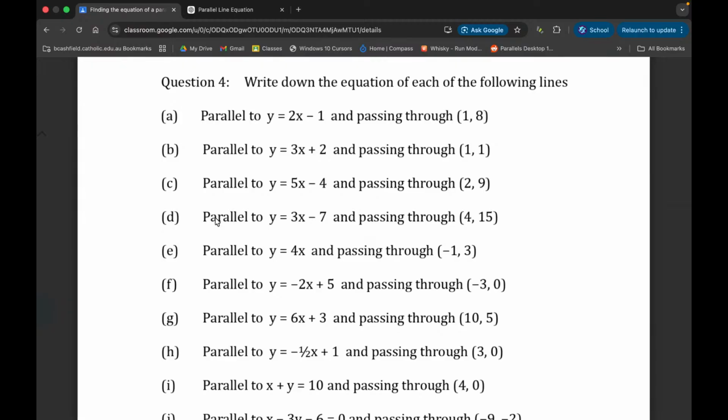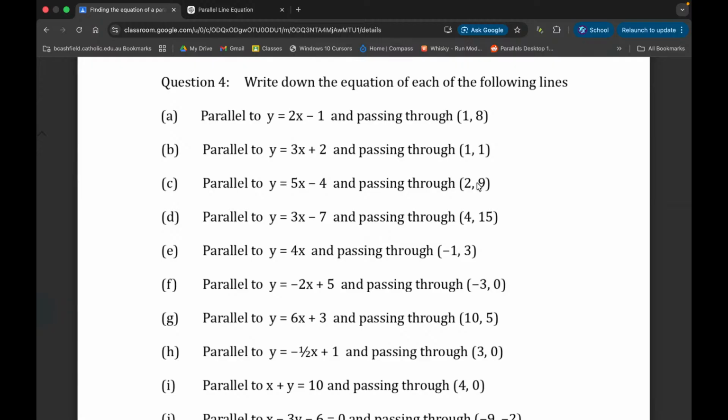Okay, we got y equals 5x minus 4. It passes through (2, 9). Already we know that our gradient's the same, so we would just write y equals 5x. And then we can find the c. Once again, this is our x, this is our y. So what we're going to do is substitute in our y.